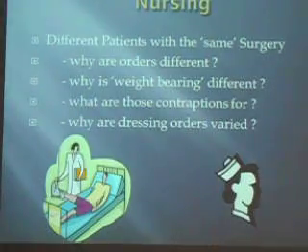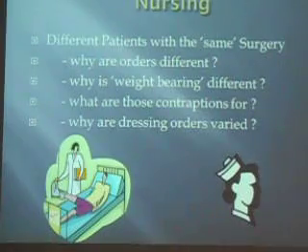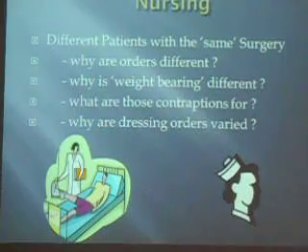Different patients have the same surgery. The patient is admitted with a hip fracture, and yet there's all kinds of different orders. Why are the orders different? Why is the weight-bearing status different? What are all those contraptions for? And why are dressing orders varied?